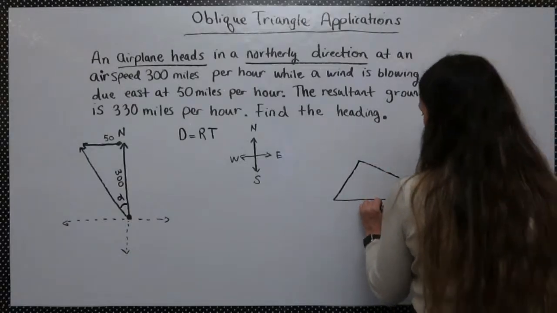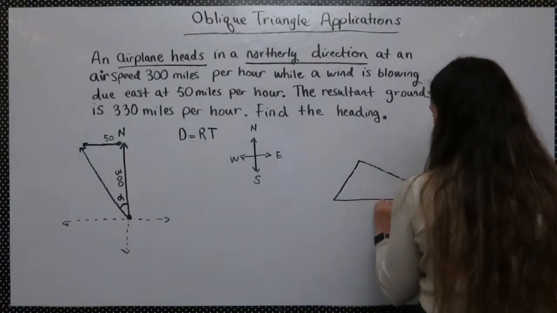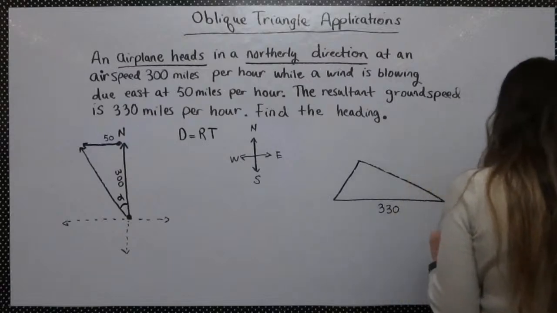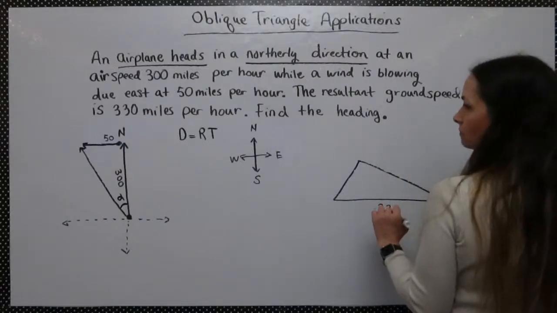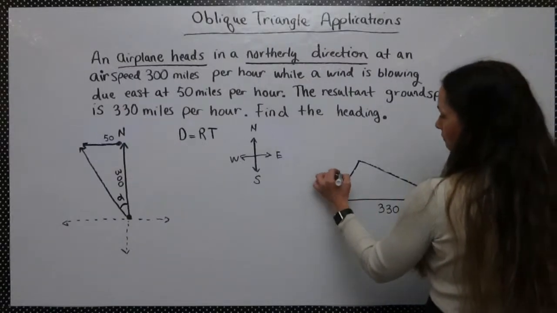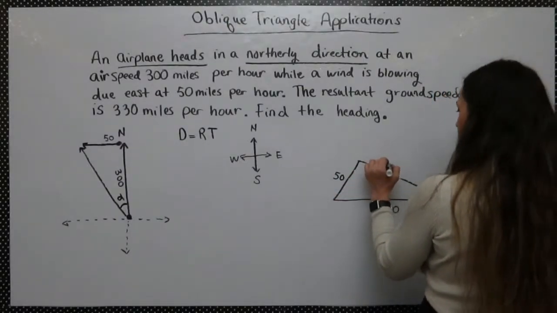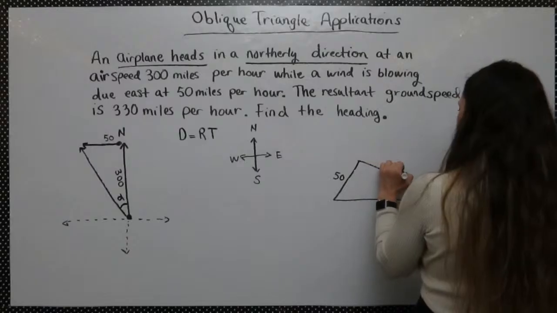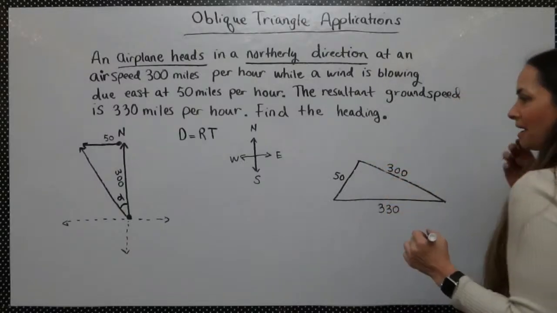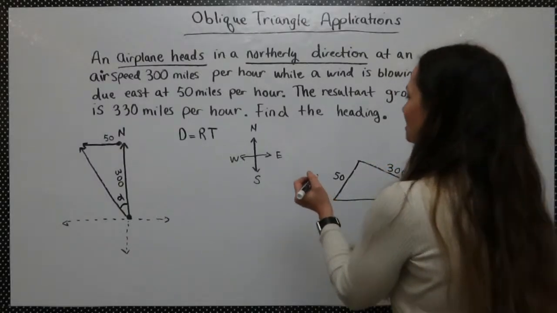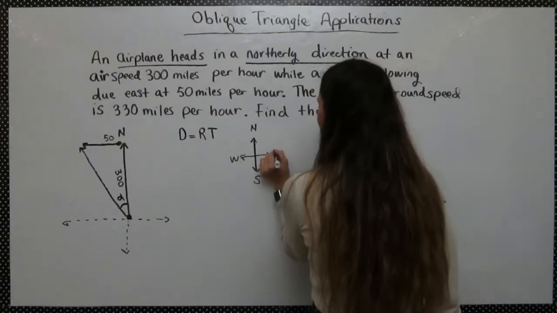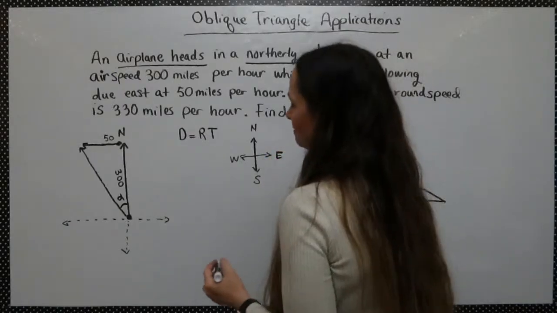And I have this 330 is the resultant. I have 50, that would be the wind speed, and then I have 300, my airplane. Do I want to attempt to draw an airplane? Okay.